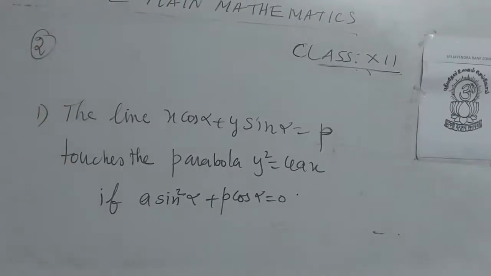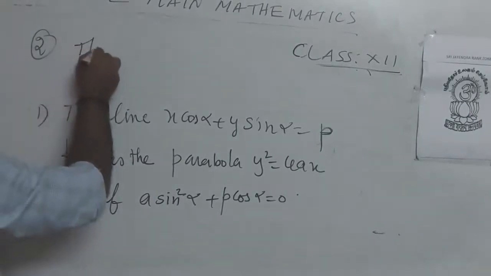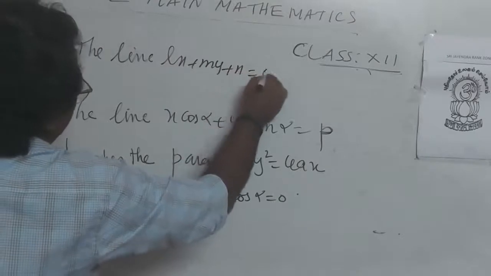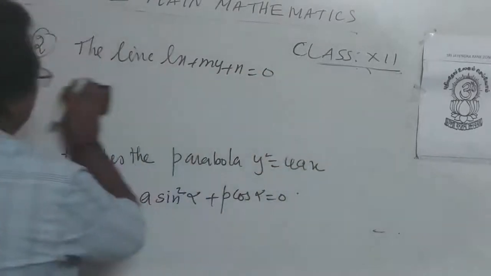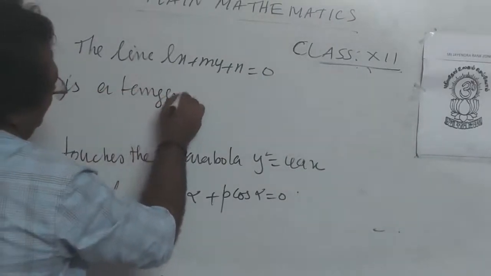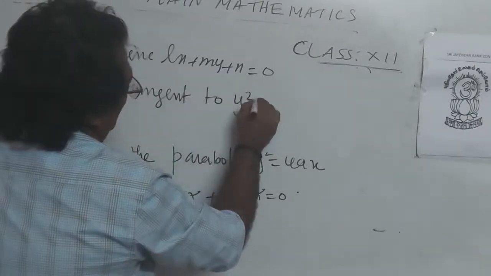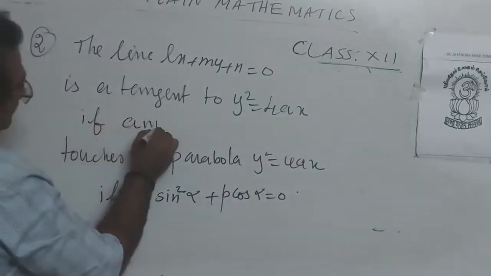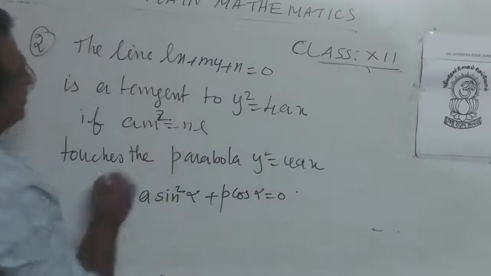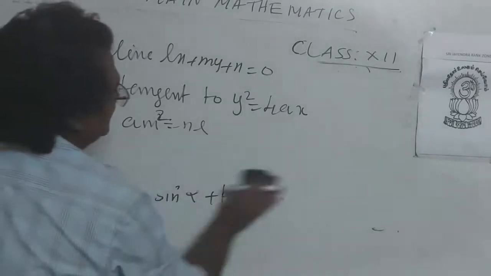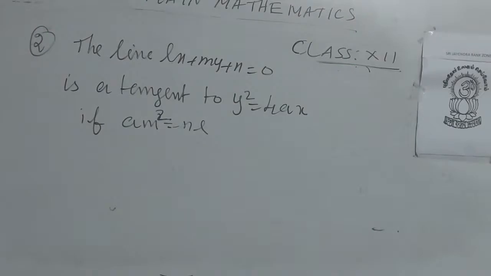Next result: the line lx plus my plus n equal to 0 is a tangent to y squared equal to 4ax if a m squared equal to nl. In the same manner as we did in the previous case, we can derive this.